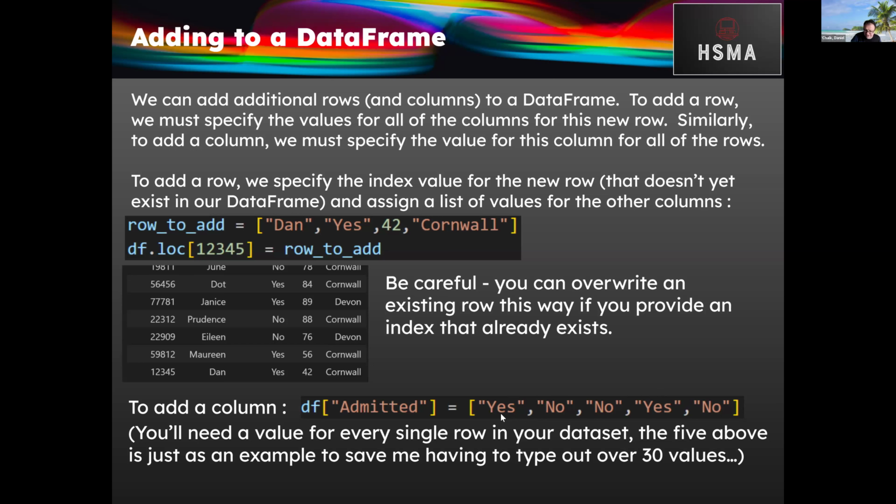Now, I've only put 5 there. There's actually over 30 in the CSV file. I've just done this here because I was not going to sit there and type out 30 entries. But you get the point. You'd have to have a list that contains the values for every one of those rows.